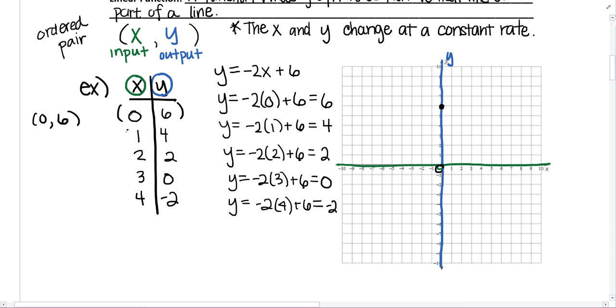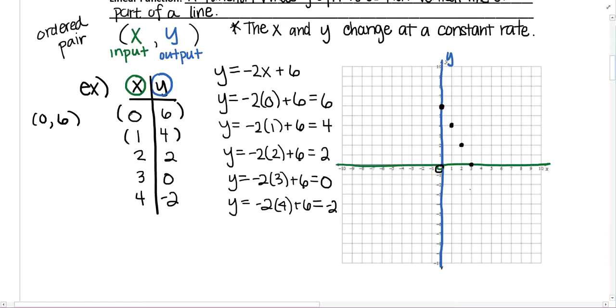And then we're going to go 1, 4. So starting at the origin, going right 1, up 4, putting a dot. 2, 2. 3, 0. So 3, 0 is I'm going right 3 on the x-axis and I'm going up and down on the y-axis nothing.